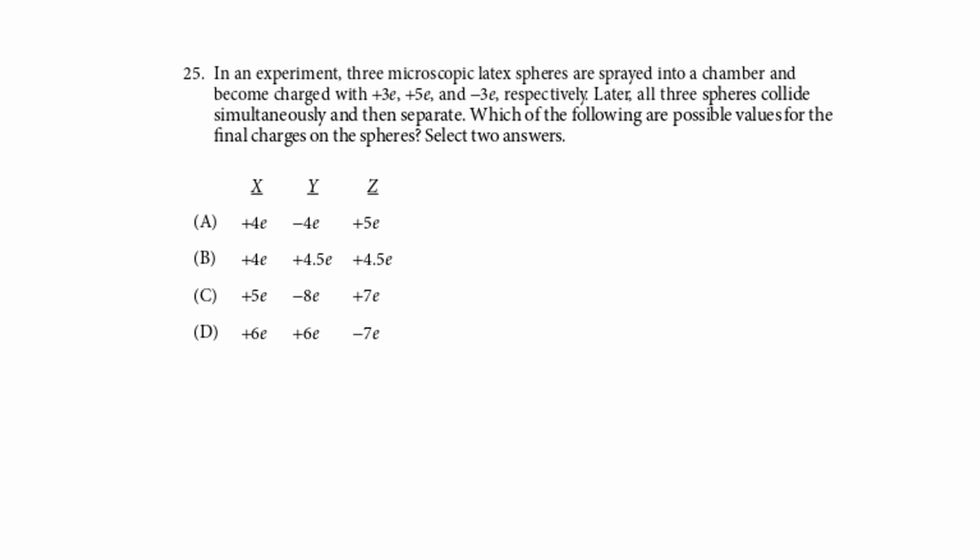Later, all 3 spheres collide simultaneously and separate. Which are the following possible values for the charges? Okay. Well, this is important for the law of conservation of charge. If we have a +3, a +5, and a -3, putting them all together, our total is going to be +5. That's the charge on the 3 spheres all together, which means that they have to end with a +5 altogether.